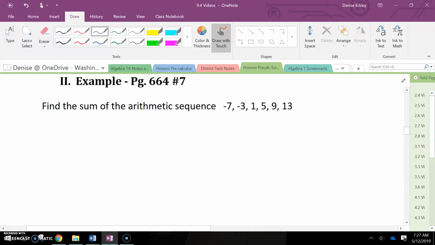Page 664, number 7. We are to find the sum of the arithmetic sequence -7, -3, 1, 5, 9, and 13. So right away we know it's arithmetic, so there has to be a common difference. So our common difference is 4, and we know that we have 6 terms here if we count them. There's 6 terms.